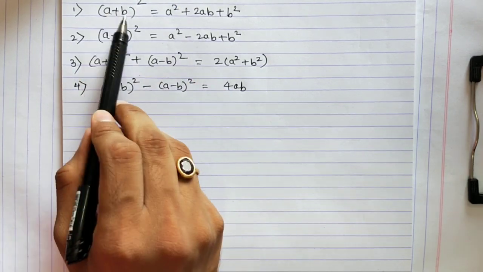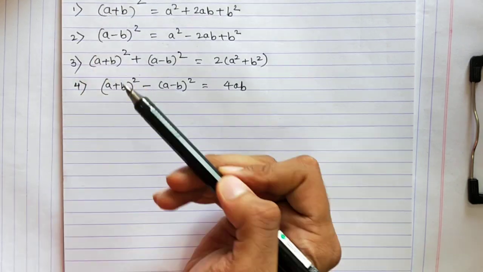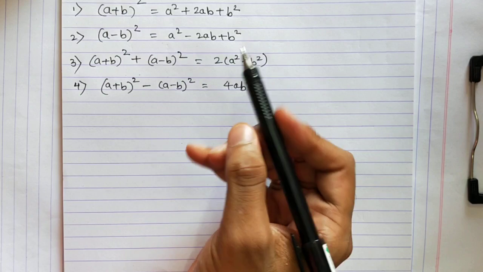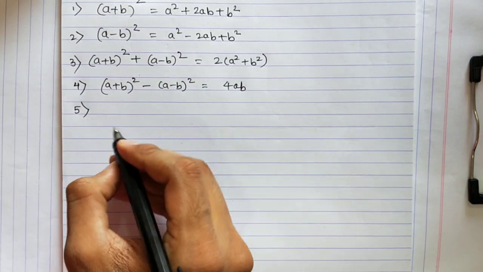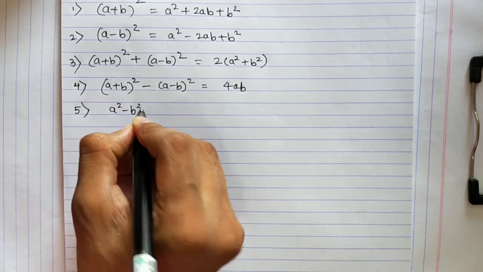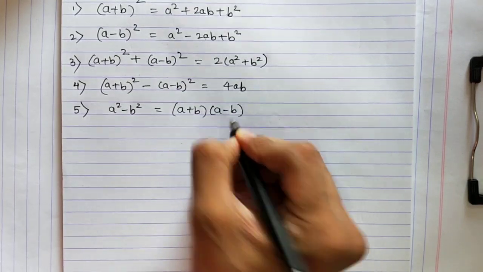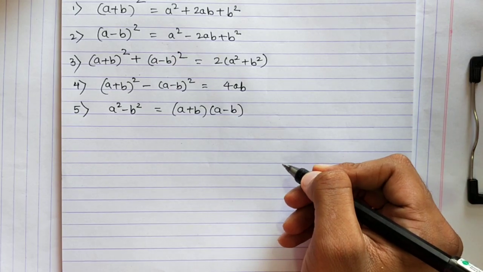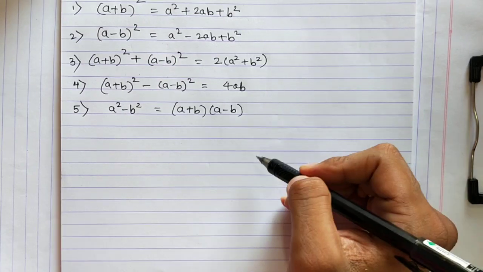See, what do this a and b mean? A and b mean the first term and the second term are different from each other. Okay, they are different from each other. The fifth formula is the one which we already did in factorization. That is a square minus b square is (a plus b)(a minus b). Okay, same formula. Now, these are the five formulas.